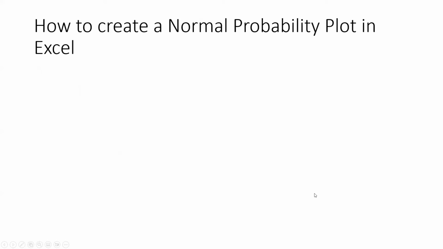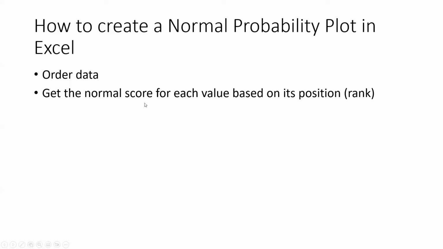All right, so how do we create a normal probability plot in Excel? The first thing is we're going to order the data and we're going to get the normal score for each value based on its position. And the position is called the rank.